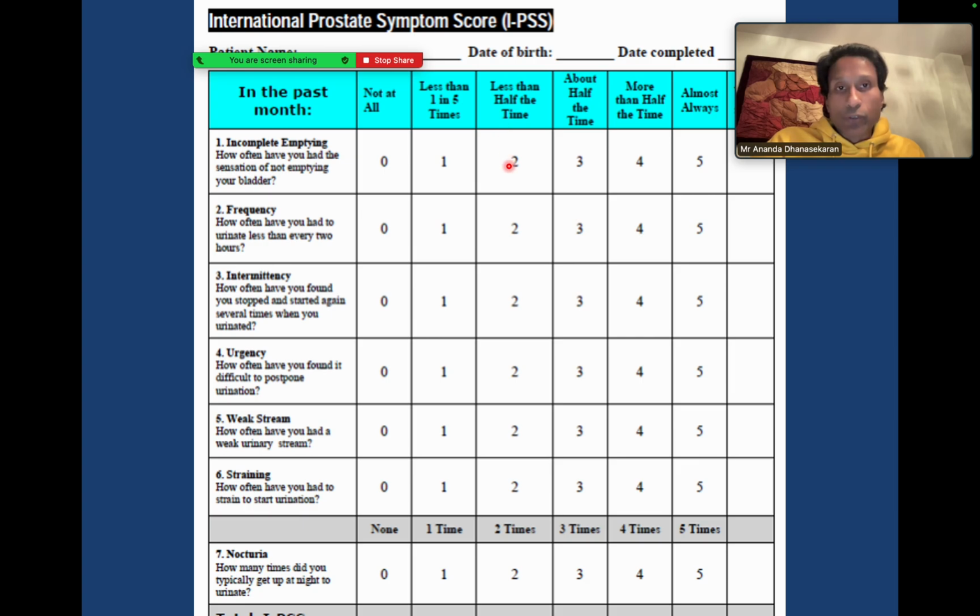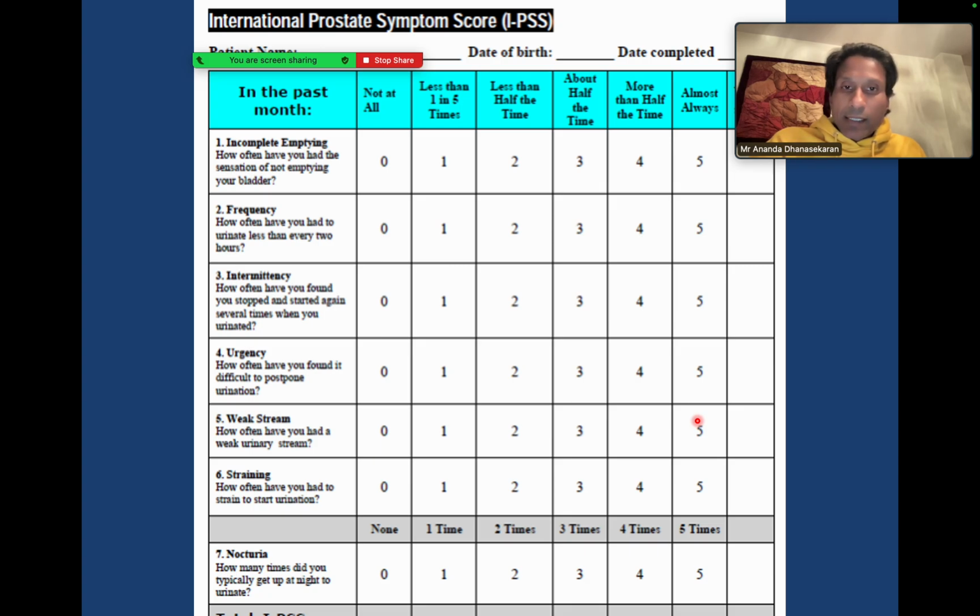Half of the time it's 2. About half of the time it's 3. More than half it's 4. And almost always, if the patient says, every time when I'm passing urine, my urinary stream is weak and I need to struggle to pass urine, that's almost always. So depending on that, for example, the weak stream, we can mark it as 5.